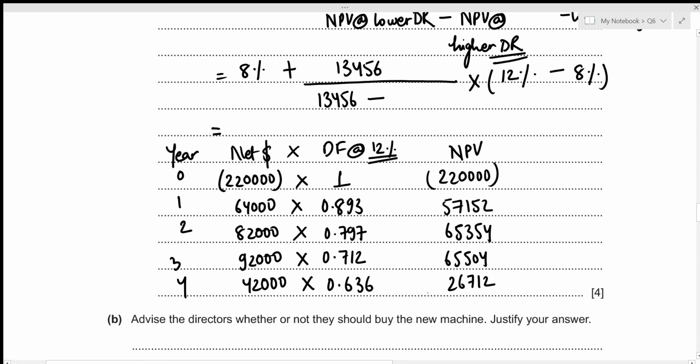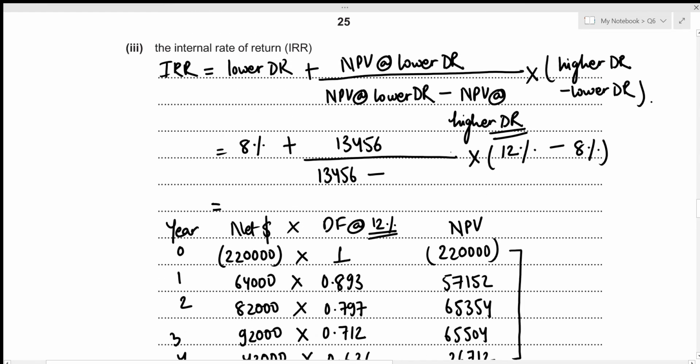Now we need to figure out the total net present value, which is the sum of these 5 amounts. So that's negative 220,000 plus 57,152 plus 65,354 plus 65,504 plus 26,712, which results in the negative value of 5,278. Okay, so now we need to substitute this value in our formula. So the formula is minus net present value at higher discount rate, which is 12%.